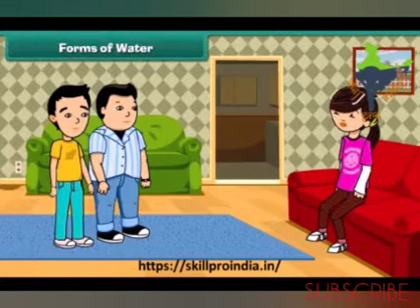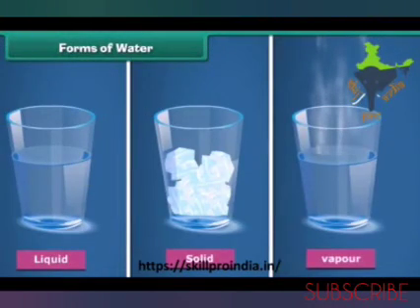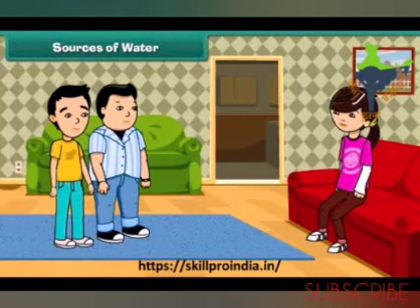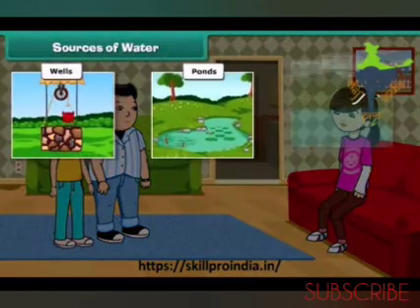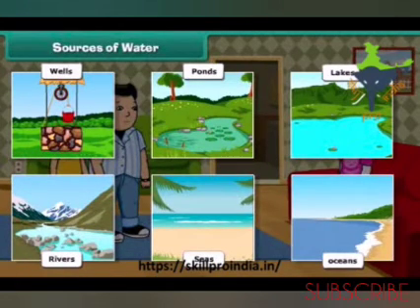Now I will tell you about the different forms of water. Water exists in 3 forms: liquid, solid, and vapor. Sister, from where can we get water? Oh, you are asking about the sources of water. Actually, water has limited number of sources like wells, ponds, lakes, rivers, seas, and oceans. Besides these, groundwater is also an important source of water.